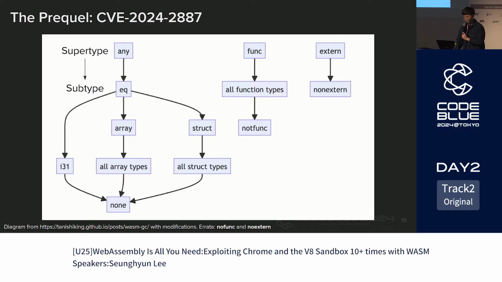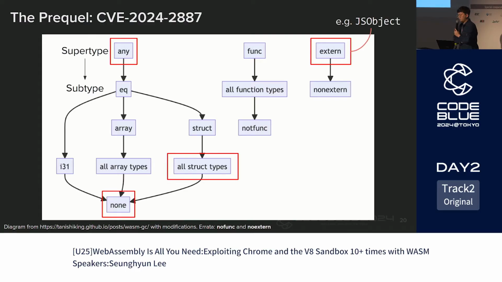The generic heap types that we will be focusing on are these three or four of them. It's the any type, which is a supertype of all WebAssembly internal types, structure types that we are interested in, and the none type, which is a subtype of all internal types. We are also interested in the extern type, which is an opaque type that the WebAssembly code does not care about. It's something like a JavaScript object that the embedder can provide into the WebAssembly code.